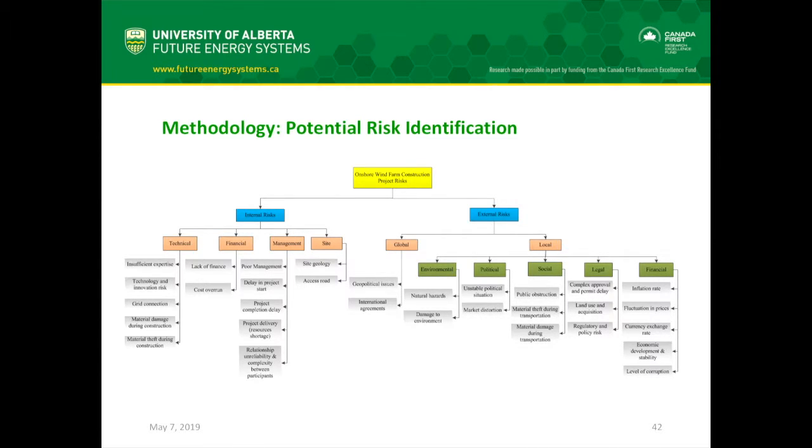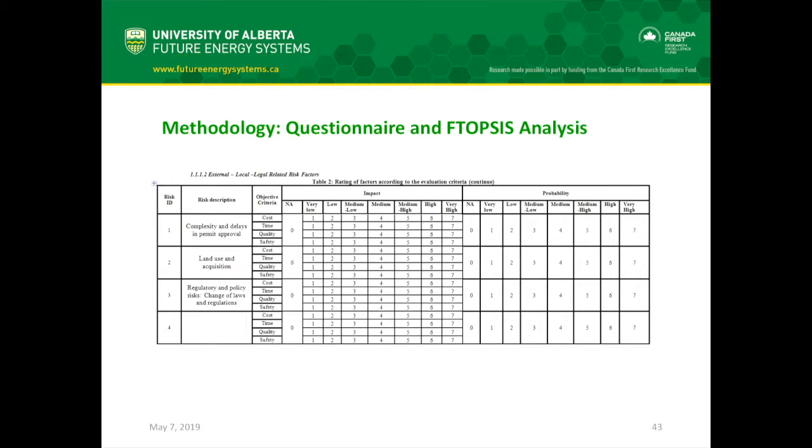In the local category, we have financial, legal, social, political, and environmental sources of risk factors. The same goes for internal factors. They could come from the site characteristics or from management-related, financial, or technical factors. So in total, we have 31 factors affecting the construction of a wind farm project.